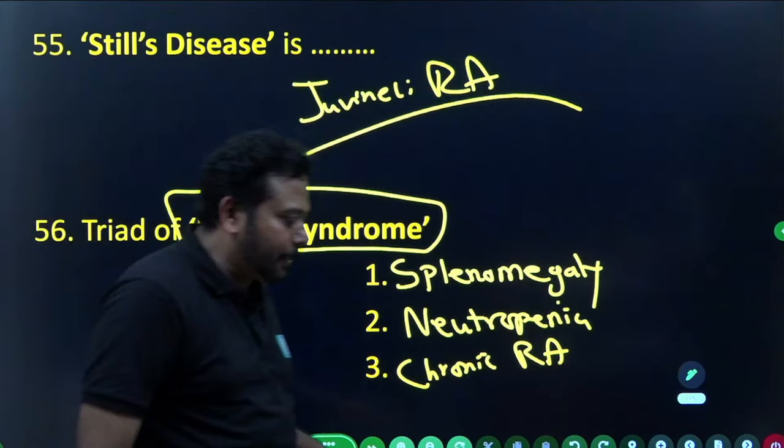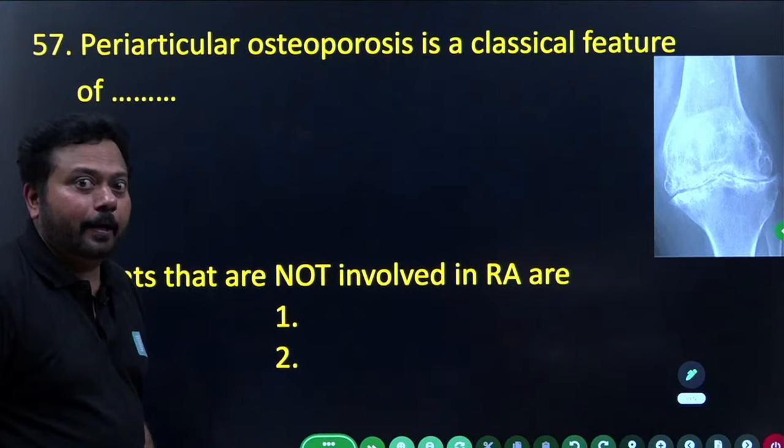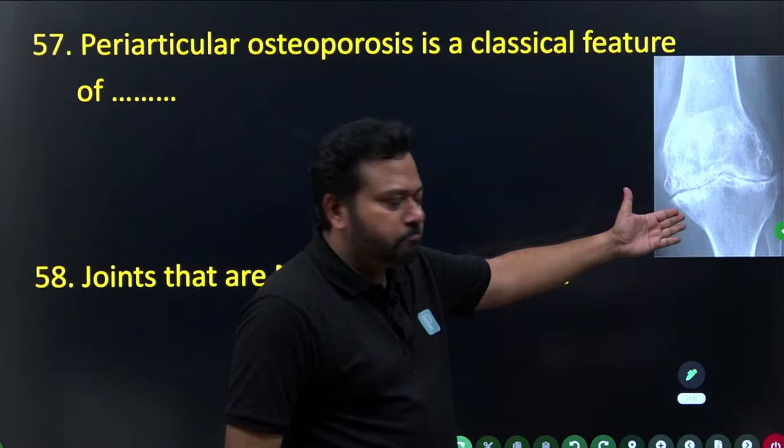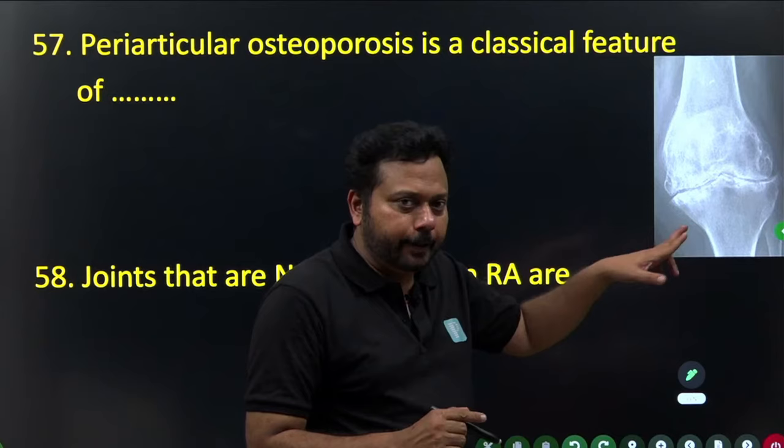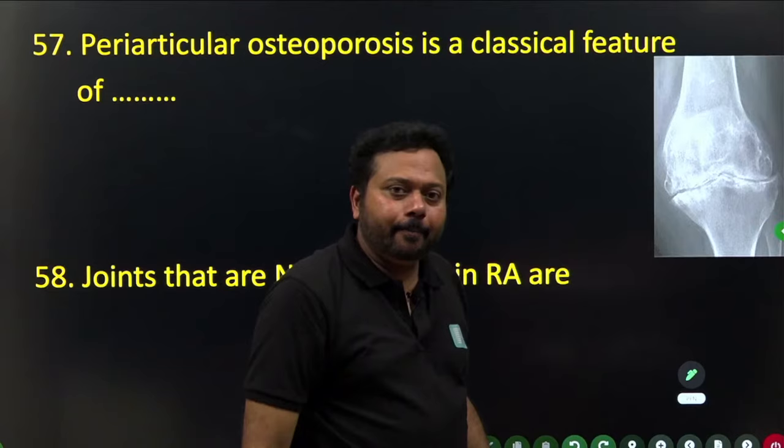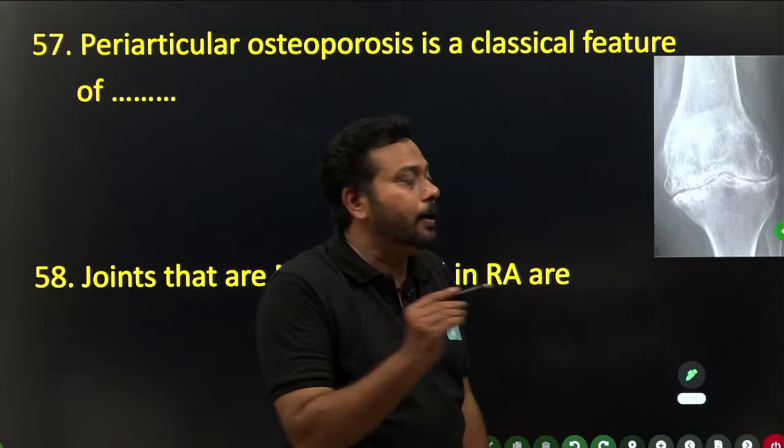Periarticular osteoporosis. Whenever you come across the word periarticular osteoporosis, you look at the x-ray. It shows two important findings. Joint space narrowing is there. This joint space narrowing is equal on the medial side and lateral side. So this is called symmetrical joint space narrowing.